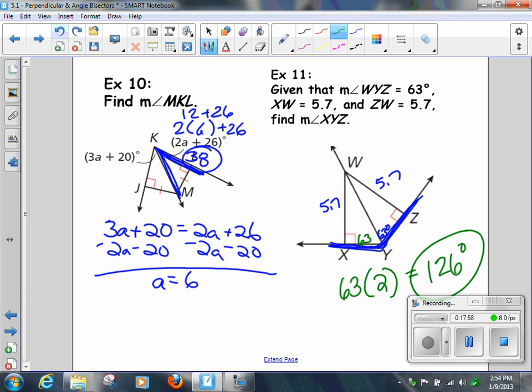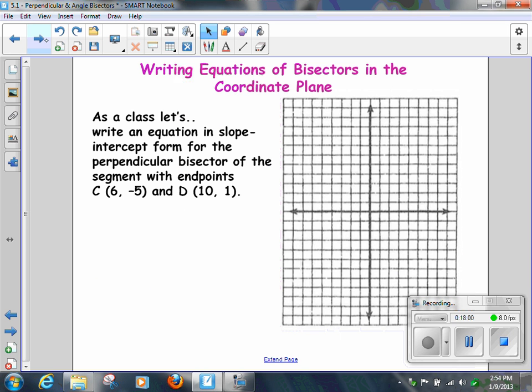Let's see what's next. Oh, we got this. It says, as a class, let's write an equation in slope-intercept form for the perpendicular bisector of the segment with endpoints C and D. Here we go. Let's graph them first.